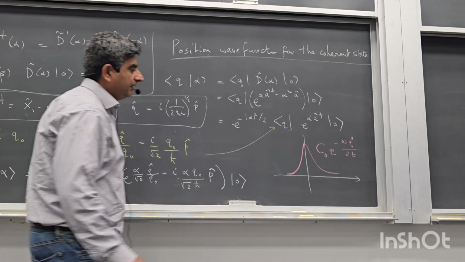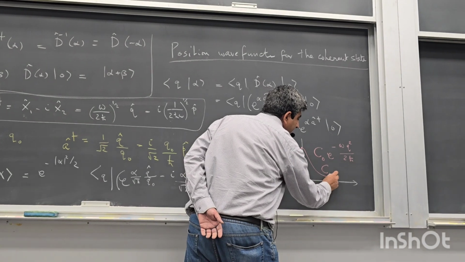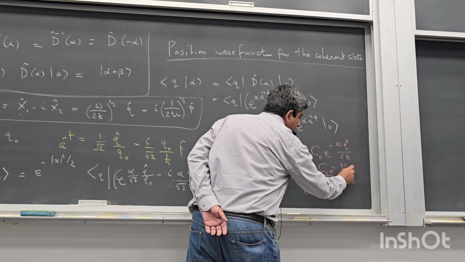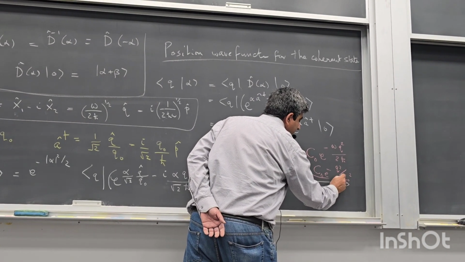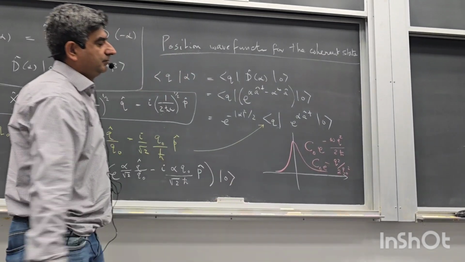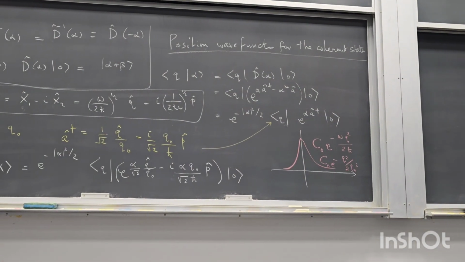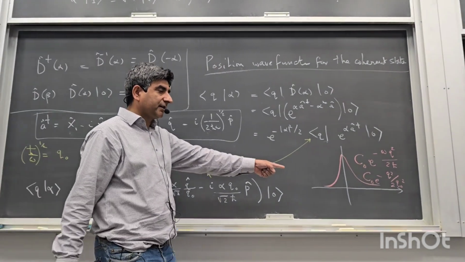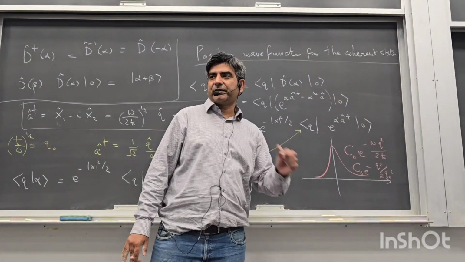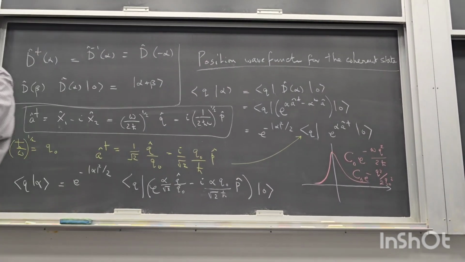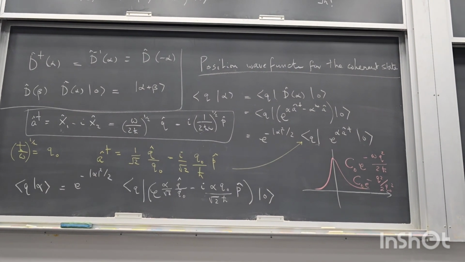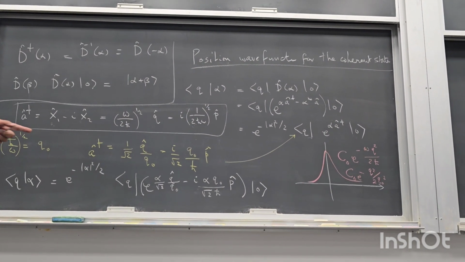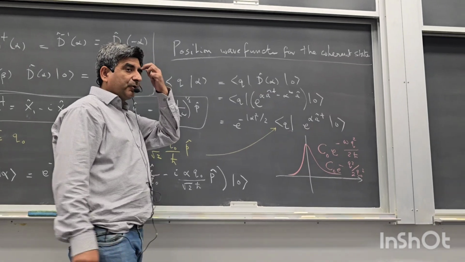Alright, which is C naught e to the minus q squared over q naught squared, over 2. So C naught is some normalization constant. You can also find that normalization constant. This we found in one of our classes. This was the ground state wave function for the harmonic oscillator, for the vacuum state. And it's standard in any textbook which describes harmonic oscillators.